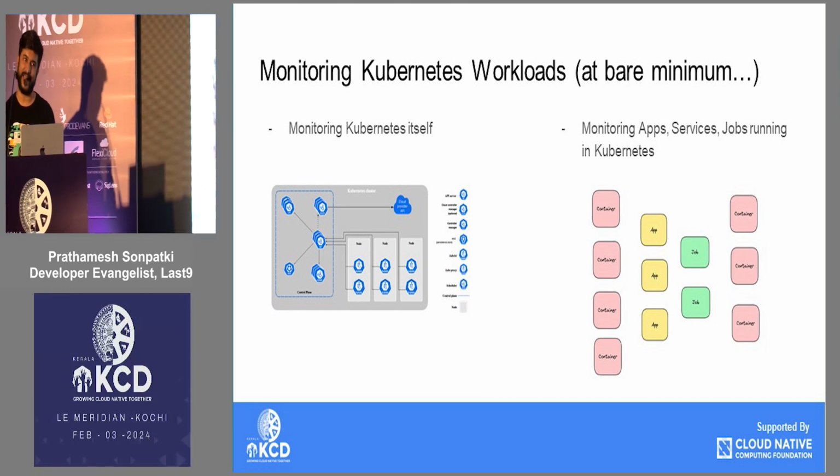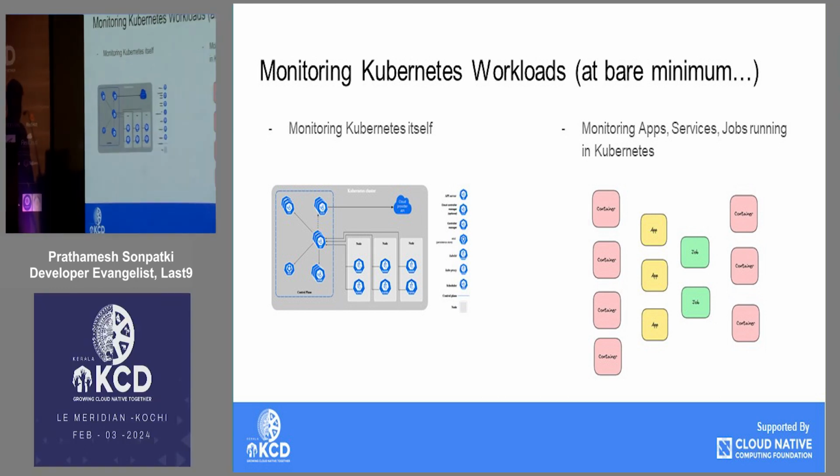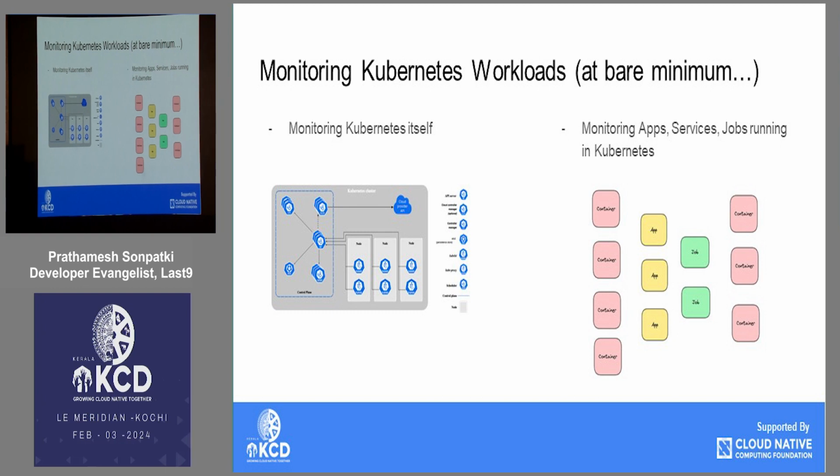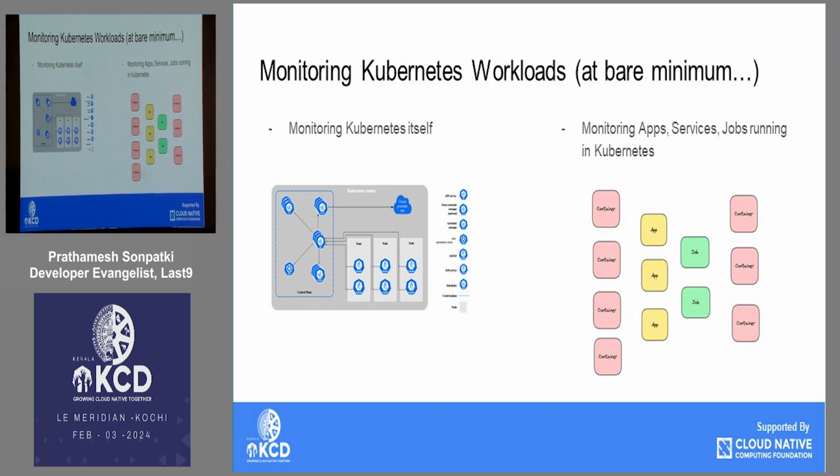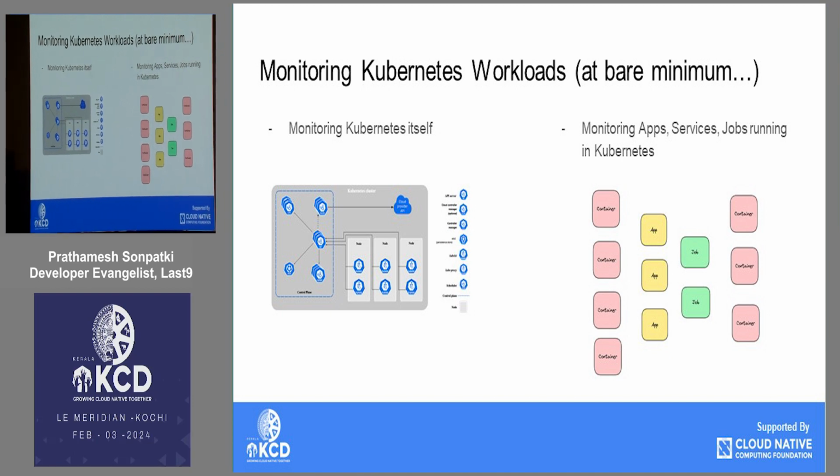and we'll see if there are any gaps in achieving that wish list as well. So that's the agenda of the talk. Now coming back to monitoring, what do we monitor at bare minimum, right? Like what is the bare minimum that we can do?